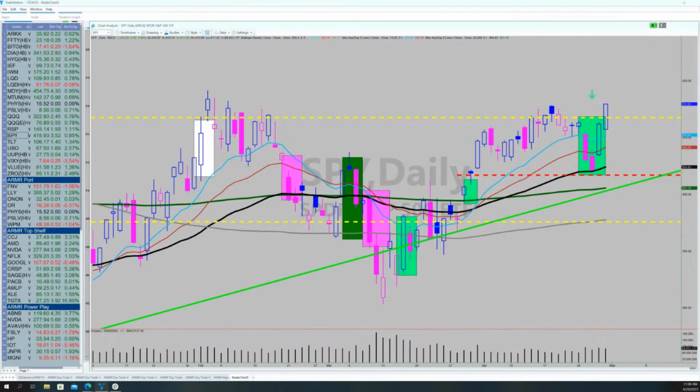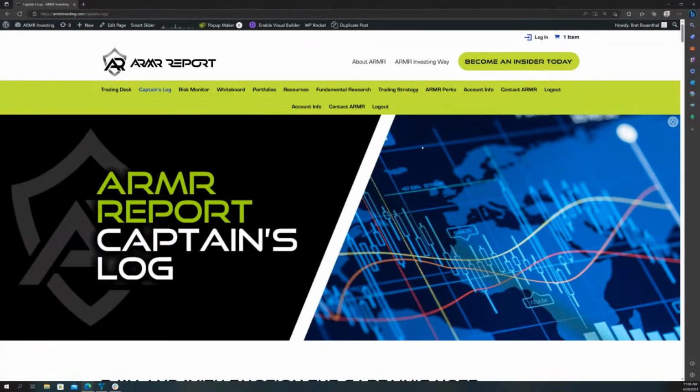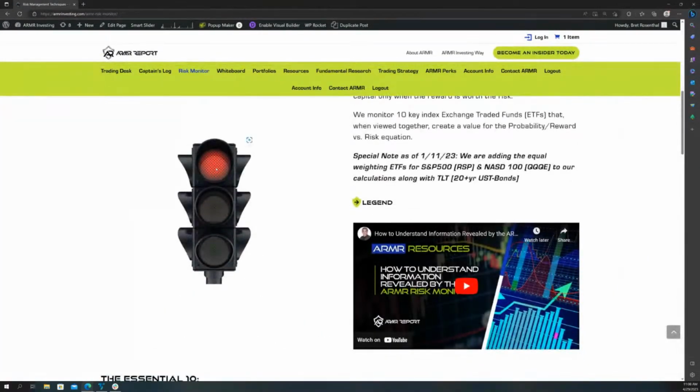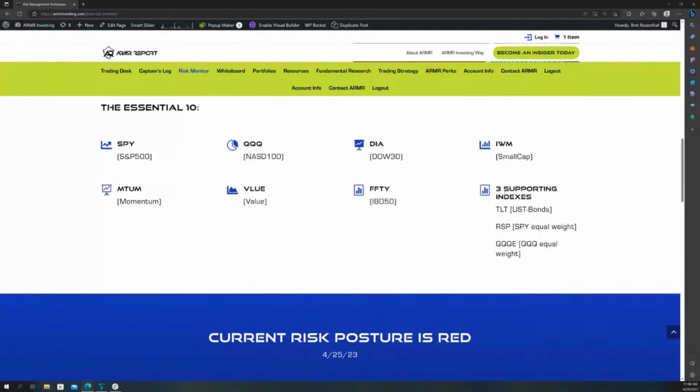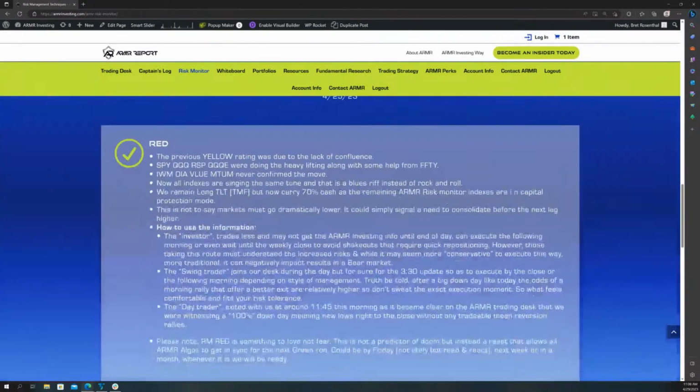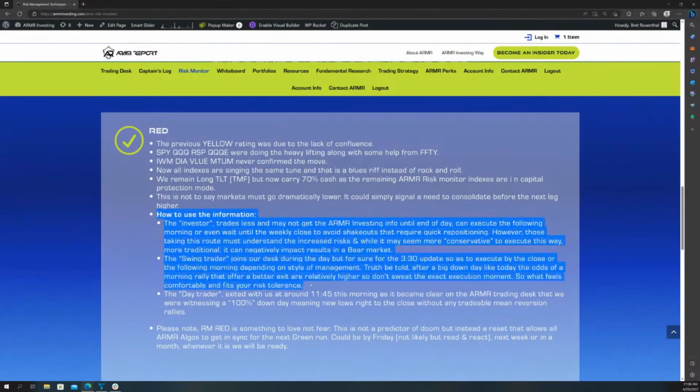And so what we said to investors, if you go to our website, this is the ARMR report, ARMR Investing Way, and these are all the tabs for subscribers. And right here is the risk monitor. So on this day, we add to the risk monitor, we say, okay, now it's red, right? These are all the indexes we're using. And then here's what I want you to see. Current risk posture is red. But what we highlighted right here is how to use the information as an investor, as a swing trader, as a day trader.